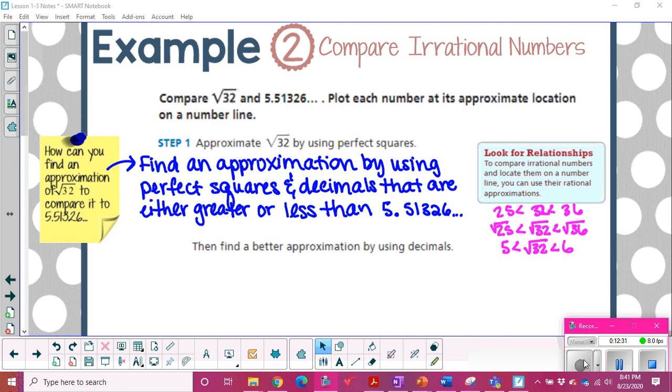Now we're going to use a better approximation using decimals. We're going to take our decimals and square them. So we can start with 5.5. If we do 5.5 times 5.5, that gives us 30.25. Not quite there. Let's go up a little. Let's do 5.6. 5.6 times 5.6 is going to give us 31.36.